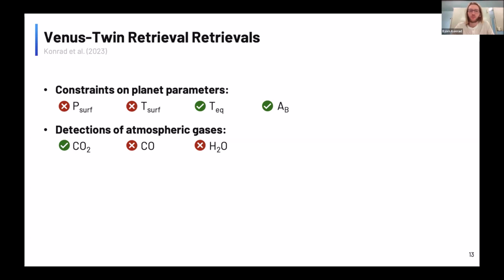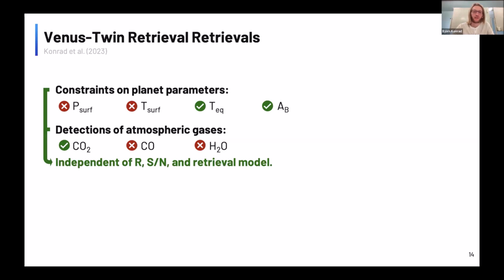However, we cannot find carbon monoxide and water, and this is just because in Venus's spectrum, both molecules do not really have strong features, and thus are hard to detect. And these results are independent of the resolution and the signal-to-noise ratio of the spectra that we consider, and they are also independent of whether we use the cloudy or the cloud-free model.